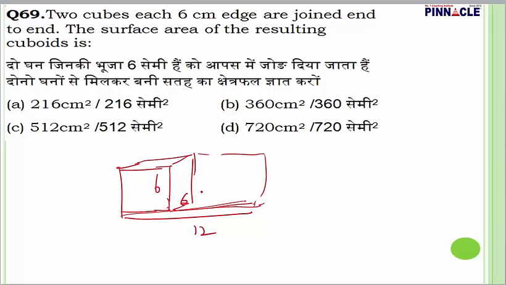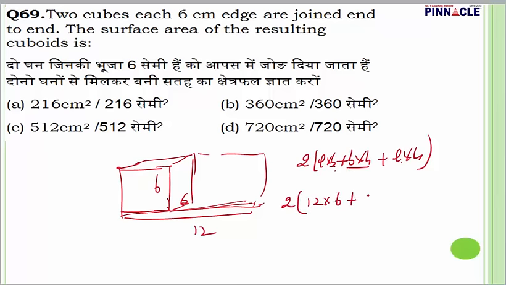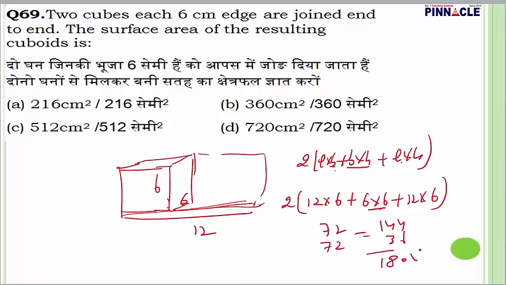So that would be a cuboid, and surface area of the cuboid is 2 times (L into B plus B into H plus L into H). This is the formula. So L into B, that is 12 into 6. B into H, 6 into 6. L into H, that is 12 into 6. So 72 plus 72, that is 144, plus 36, 180. Into 2, 360 should be the answer. Answer is B.